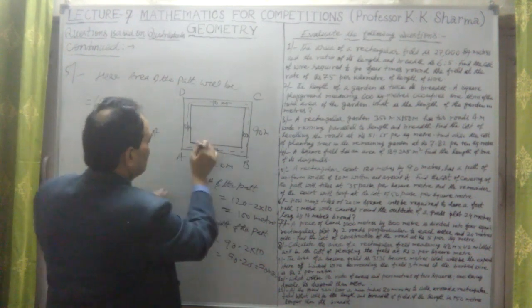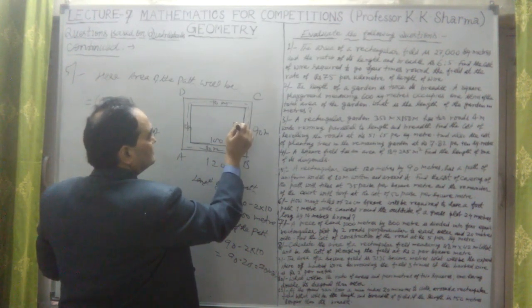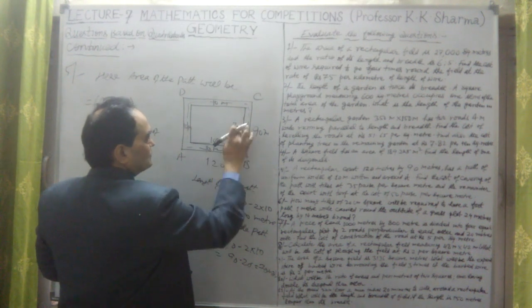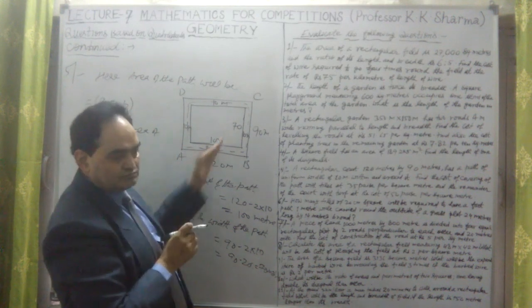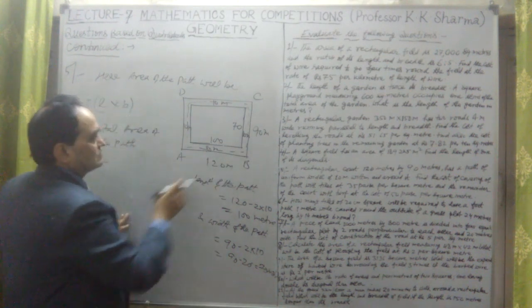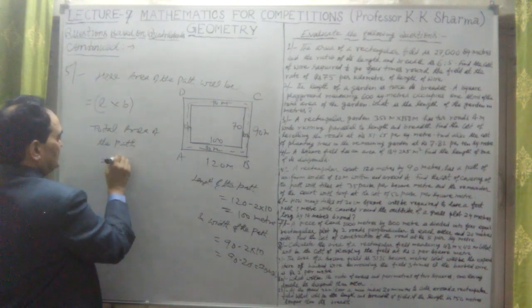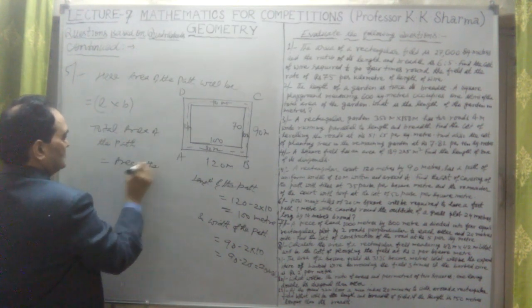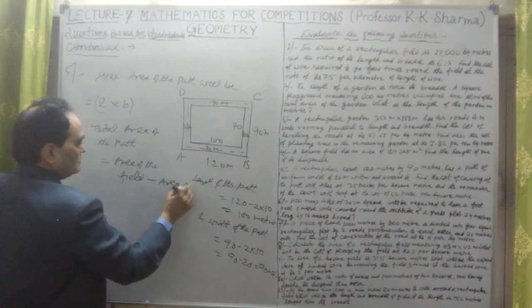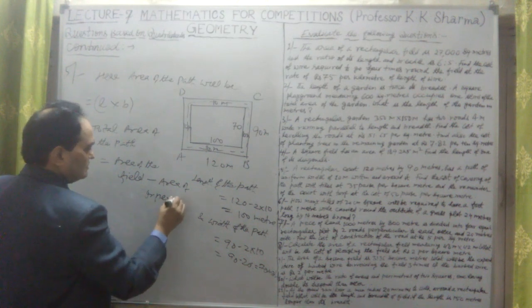Okay, this is 100 meters here, and this is 70 meters here. So what we have to do is find out the area of this inner part. The inside area will be 7,000, and the total area minus the 7,000 will be the area of the path. Area of the path will be the area of the field minus the area of the inner rectangular field.